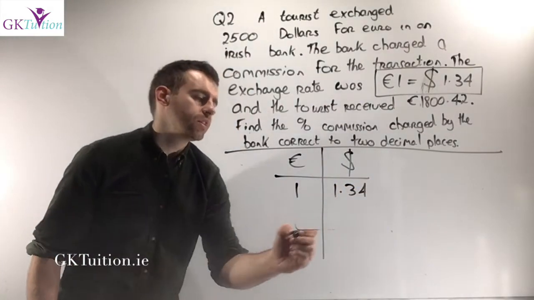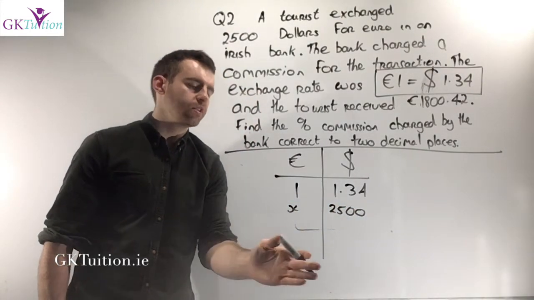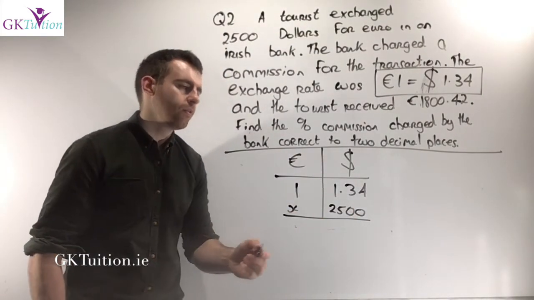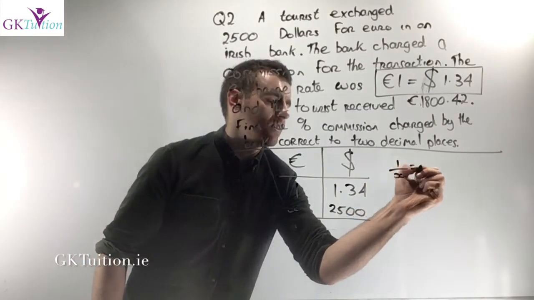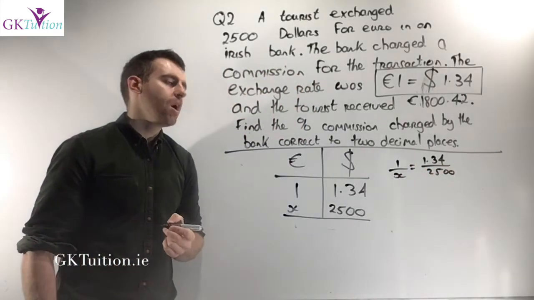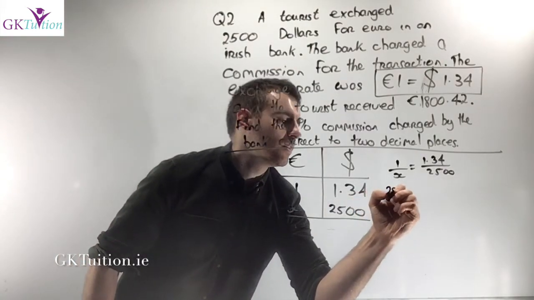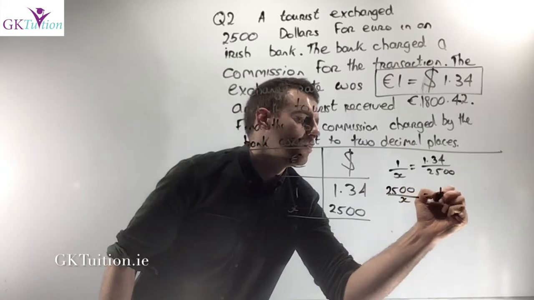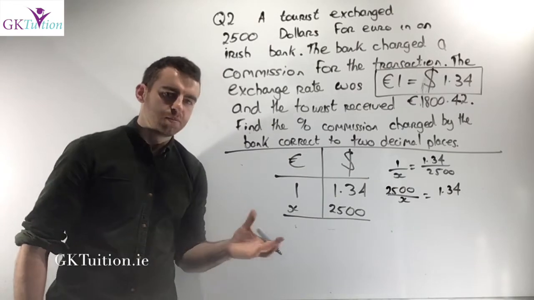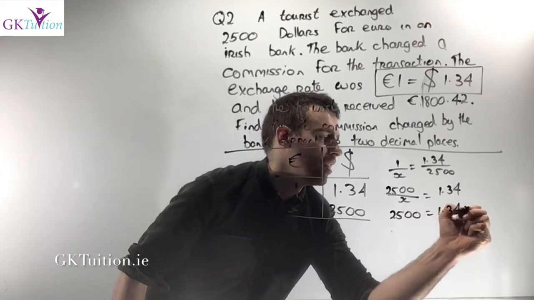If this tourist walked into the bank with $2,500, I want to work out how many euros the tourist was entitled to if the bank hadn't been charging a commission. This is going to be straightforward enough because I can just say that 1 divided by x is equal to 1.34 divided by 2,500. Now, I could multiply both sides by 2,500 in order to get rid of the fraction on the right. And I could say that 2,500 divided by x is equal to 1.34. And then in order to eliminate the fraction on the left-hand side, I will multiply both sides by x. And I can say that 2,500 is equal to 1.34 times x.